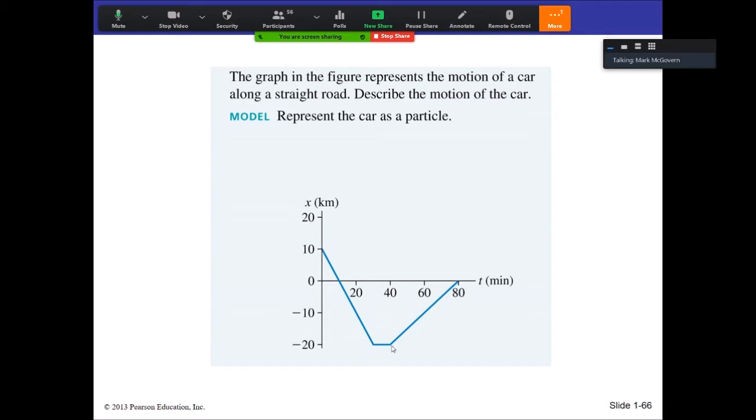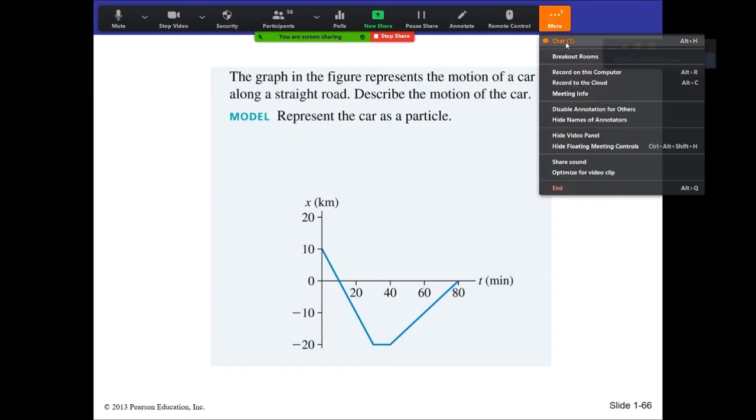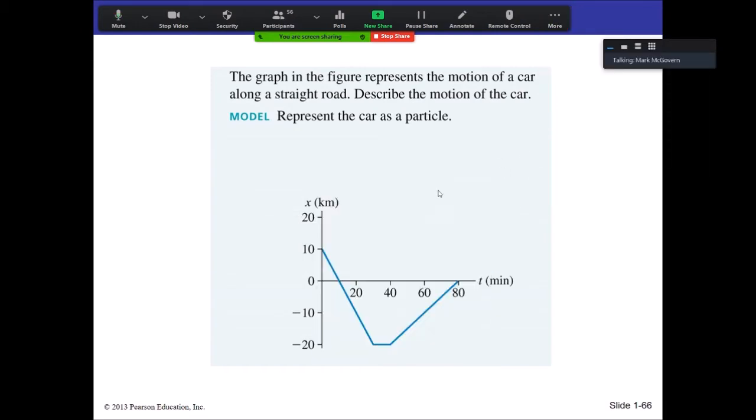Then for the next 40 minutes, we're going back to the origin. And that's a little slower, right? Because that slope's not so steep. It's half as fast, actually, right? 20 kilometers over 40 minutes. That's half the speed. It's a half kilometer per minute. And that's what this car did.